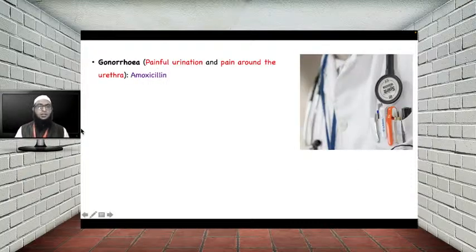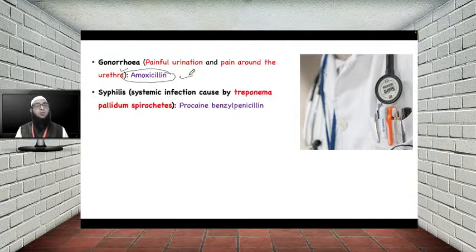There are a few more clinical conditions and therapeutic uses of penicillin, like gonorrhea, which causes painful urination and pain around the urethra. Again, the first choice drug is amoxicillin. There are n number of clinical uses for amoxicillin, and that is the reason in the market, if you look at the leading brand or the leading molecule amongst the penicillins, it is amoxicillin. Since it has broad spectrum activity, every physician prescribes amoxicillin for the treatment of many clinical conditions.